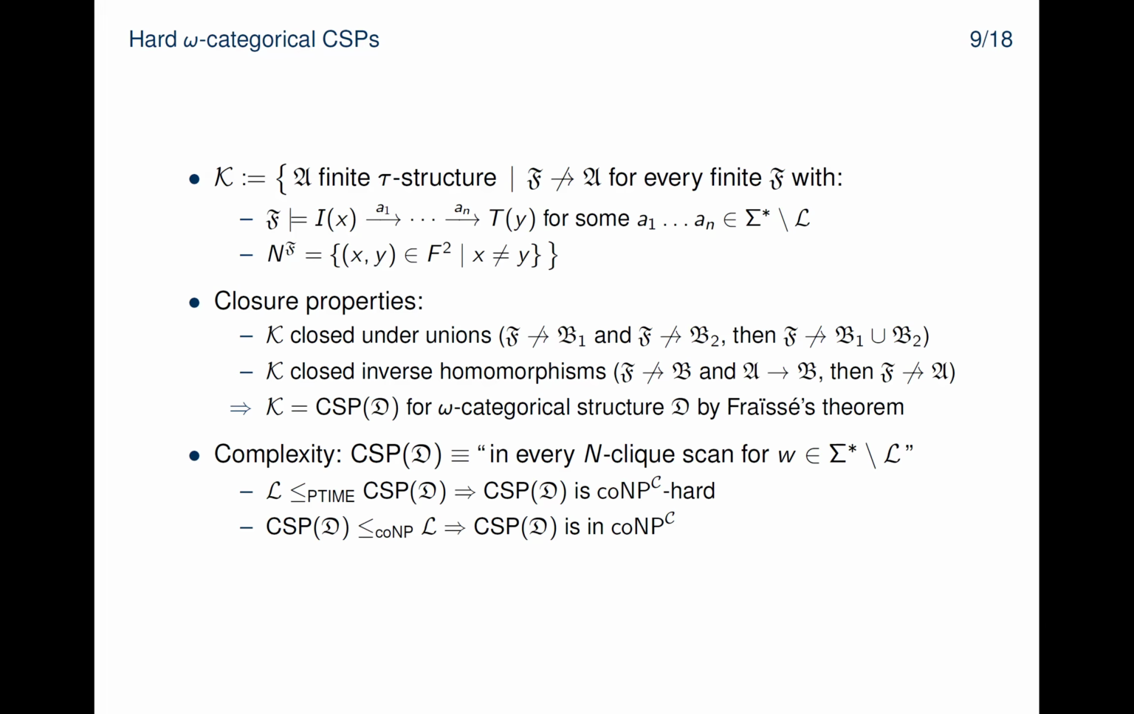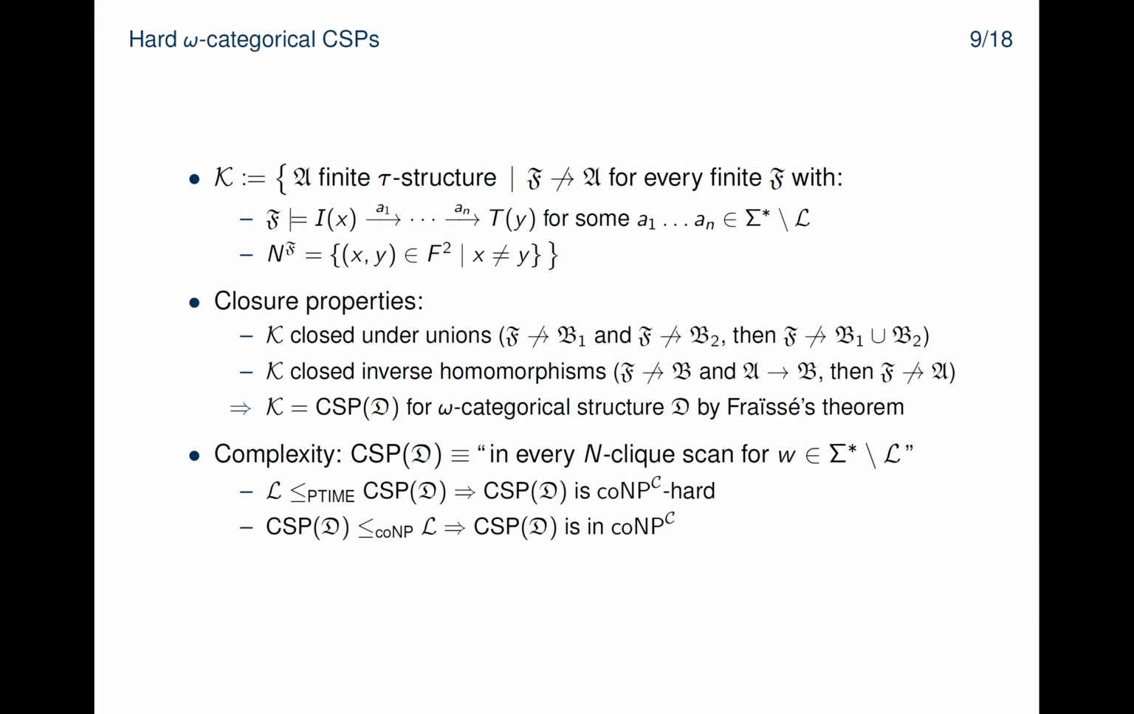And from this definition of the CSP, you can see that L actually reduces in polynomial time to the CSP of D, simply because we can take any possible word from sigma star and encode it over a clique, and then the question whether it maps to D answers whether it's contained in the language or not. Right, so this gives us hardness for the complexity class that we started with, coNP2C.